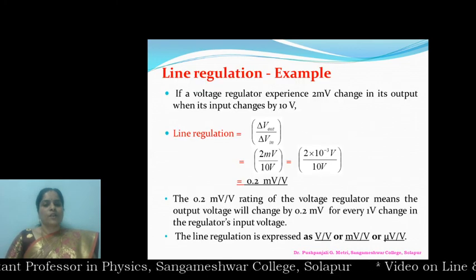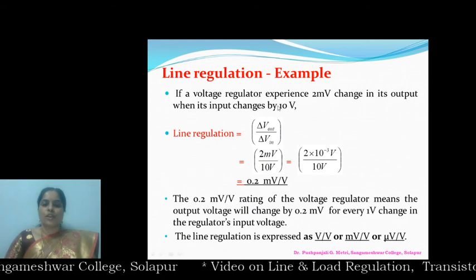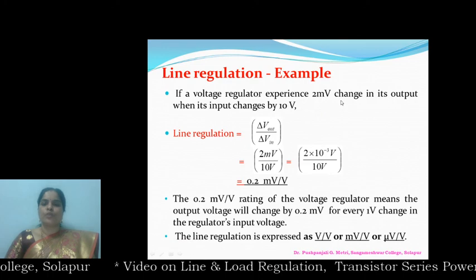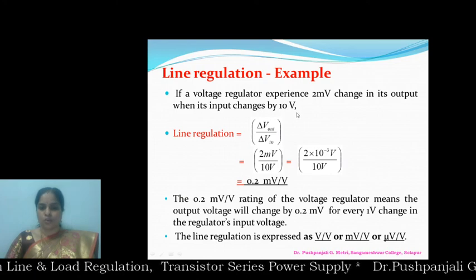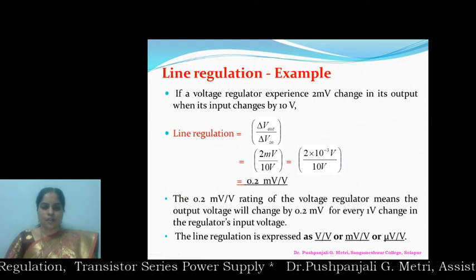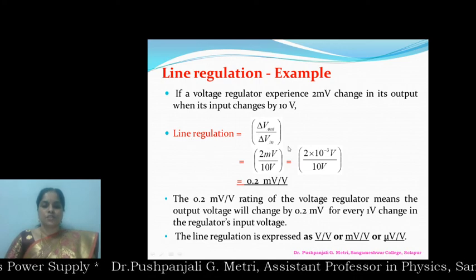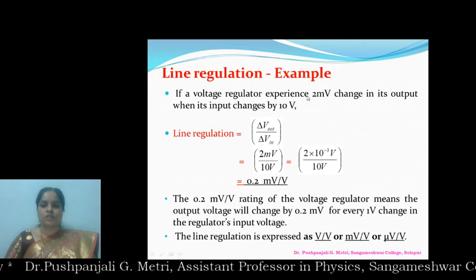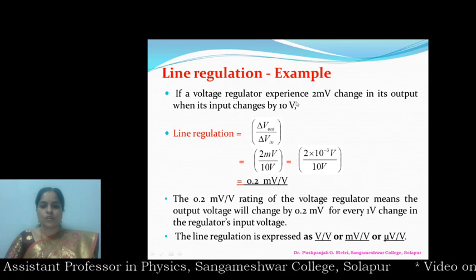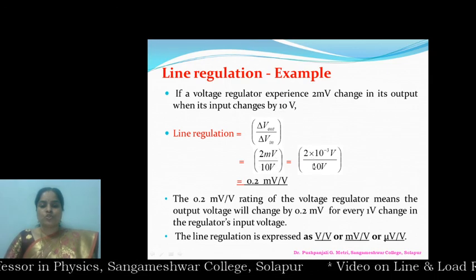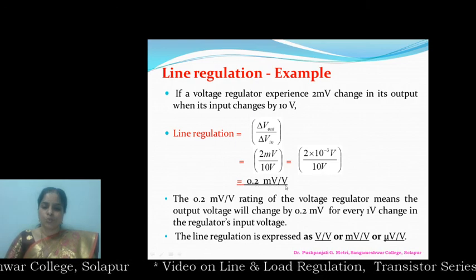For example, to understand line regulation, let us consider that a voltage regulator experiences a 2 millivolt change in its output when its input changes by 10 volts. What will be its line regulation? The line regulation formula is change in output to change in input. The change in output is 2 millivolt and the change in input is 10 volt. If you solve this, we will get 0.2 millivolt per volt.